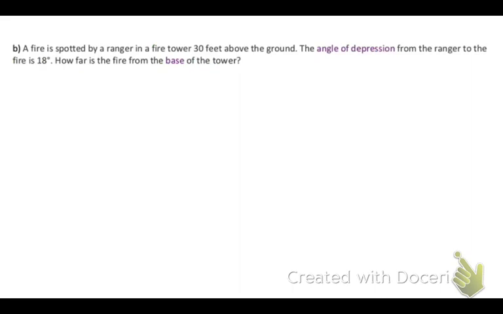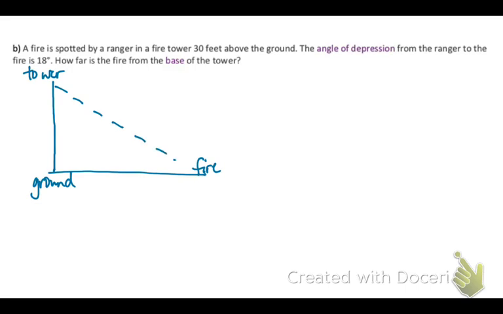All right, so a fire is spotted by a ranger in a fire tower 30 feet above the ground. The angle of depression from the ranger in the tower to the fire is 18 degrees. So let's draw this picture. So here's our tower and the ground. There's the fire. And here's our line of sight from the top of the tower to the fire. So it's an angle of depression. So let's draw that line up on the tower that's parallel to the ground, and then let's drop the line perpendicular down. So now we have our right triangle there.